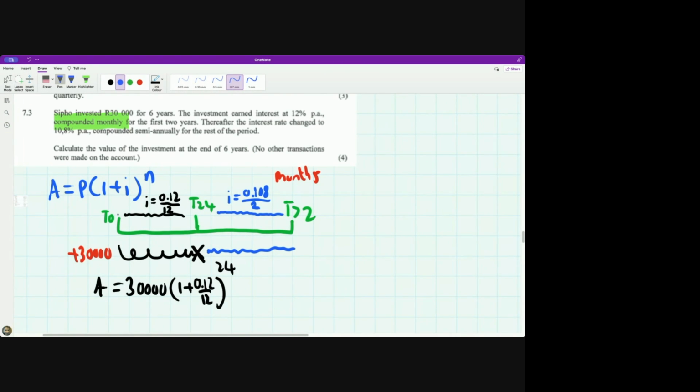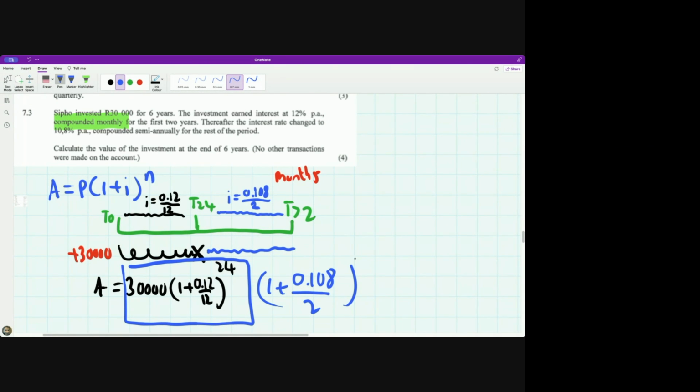Think about this. If the whole thing is 6 years, from T0 to T72 is 6 years. I grew from 30,000 and I grew to T24 and I've got this much, which was 38,092. Now this bit here, I'll sort of put it in one box. That bit there has to keep growing, and it's going to keep growing by that interest rate.